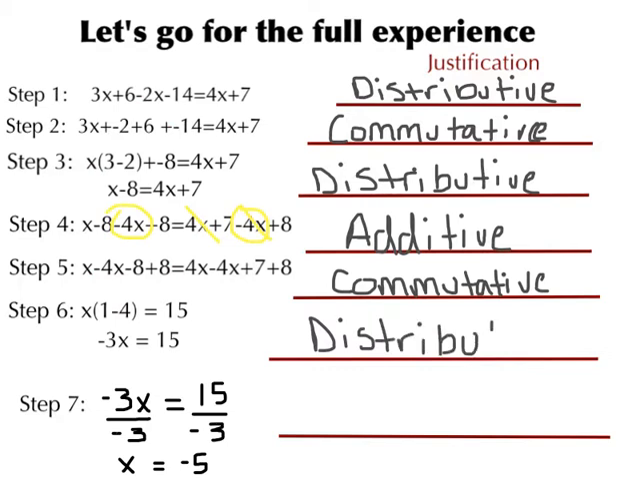In step 7, I'm showing that I'm dividing by -3 on both sides. As long as it occurs on both sides, I'm keeping everything equal. That is the multiplicative property of equality.